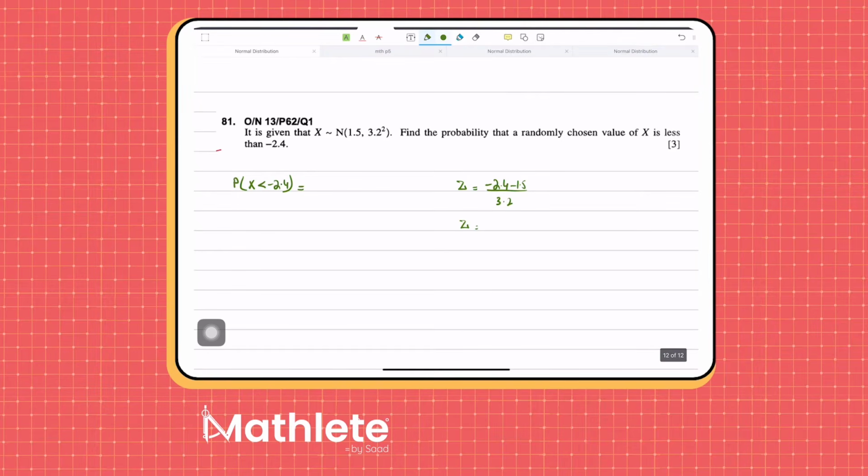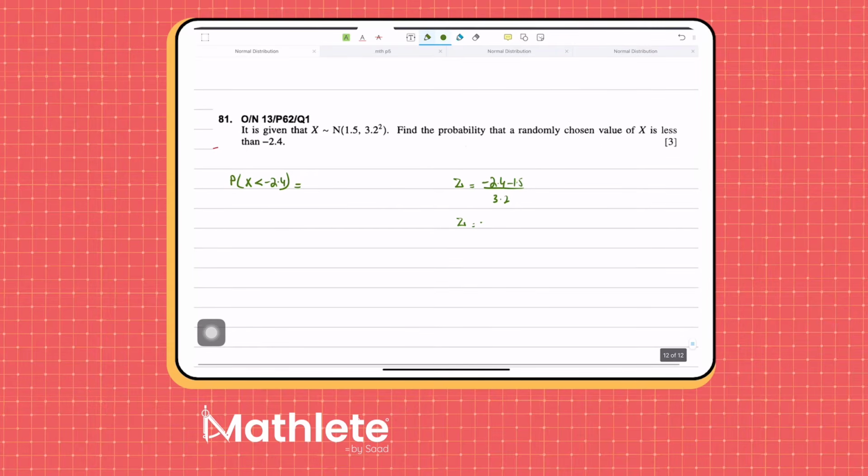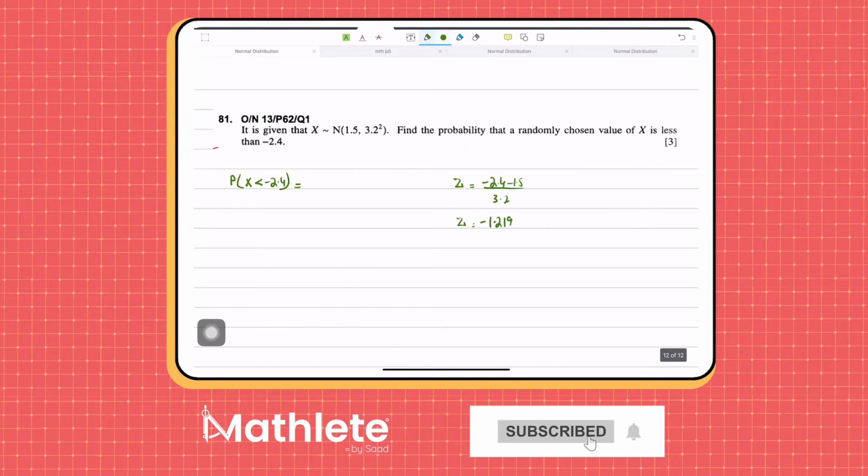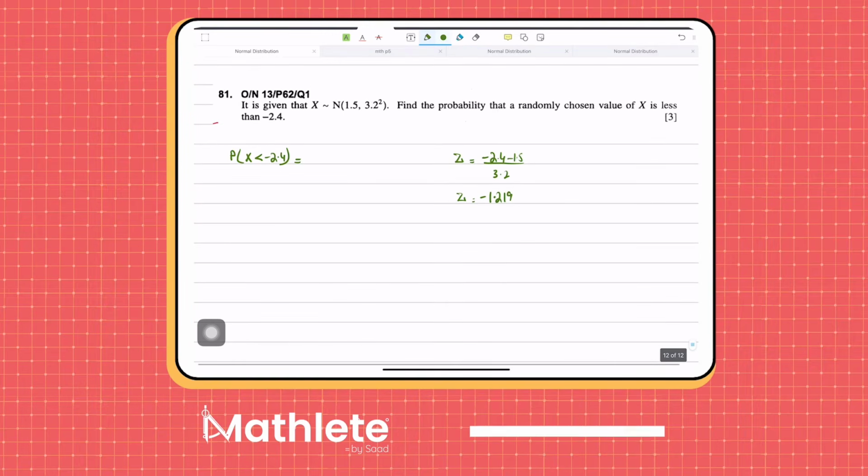So z is equal to, let's see what we get, minus 2.4 minus 1.5 divided by 3.2. So z becomes minus 1.219. This you have to take correct to 3 decimal places because you can read the table to 3 decimal places.